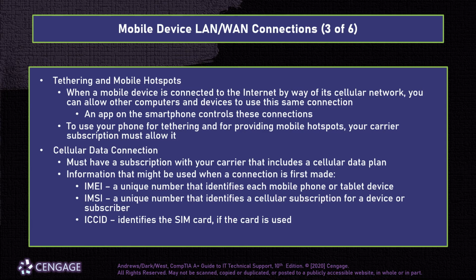Now, for a cellular data connection to be put in play, you have to have a subscription with your carrier that includes a cellular data plan. And there are three numbers that we traditionally want to look at. The IMEI, or the International Mobile Equipment Identifier, is a unique number that identifies each mobile phone or tablet device that's connected. The IMSI, instead of equipment, is going to be the subscriber identifier. And then the ICCID identifies the SIM card. SIM stands for subscriber identity module.